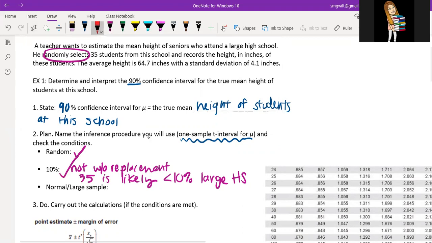The last one is the normal or large sample condition. Remember, we're looking for the heights to be approximately normally distributed, or we can have the data and see that it's not really skewed or have any outliers. This one meets this requirement because of the sample size, because 35 is greater than or equal to 30. So it meets that requirement. Since we've met all three conditions, we're going to do the calculations.